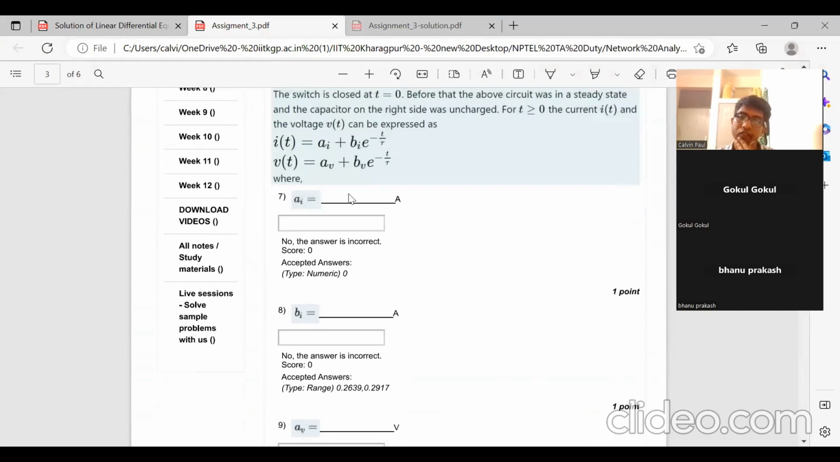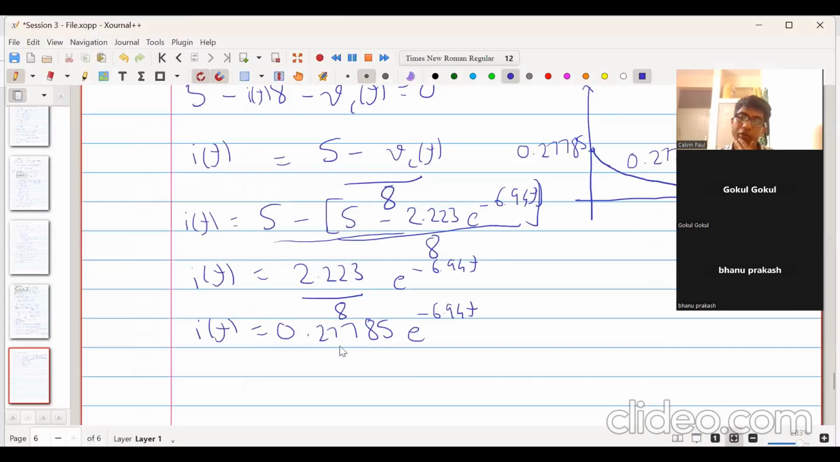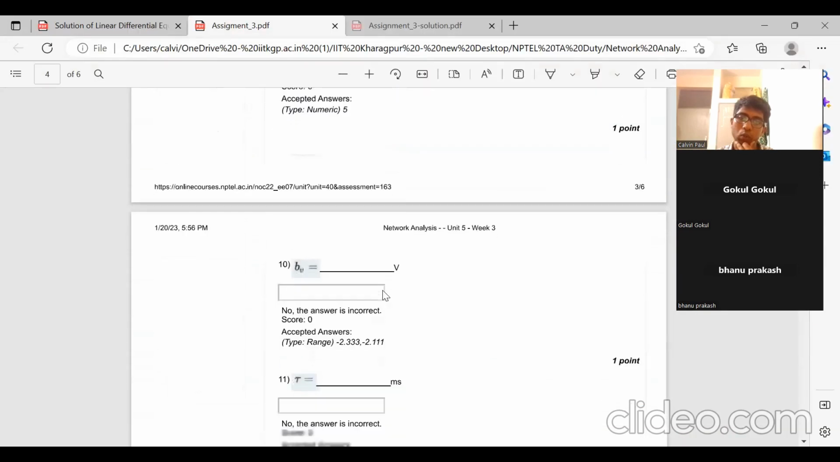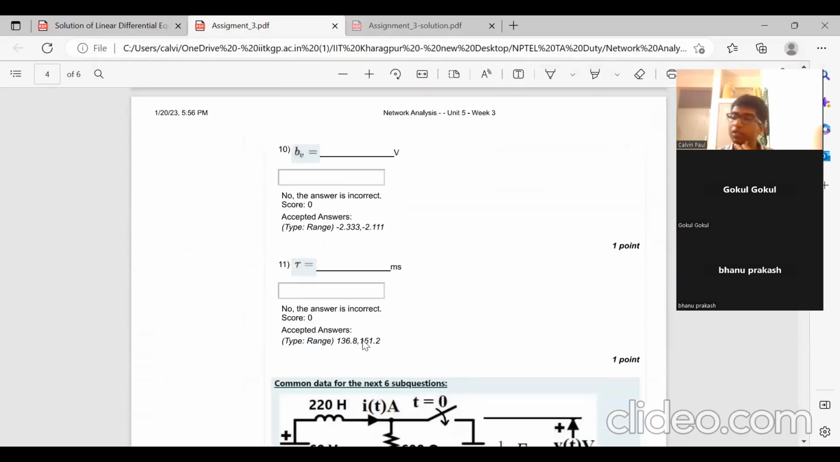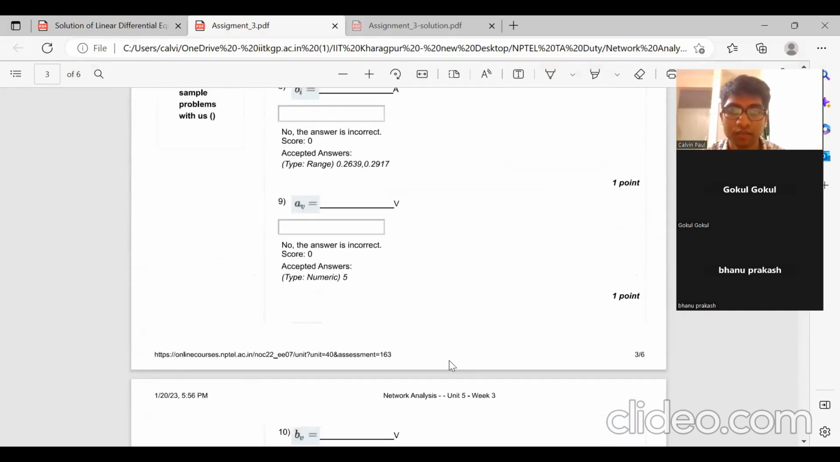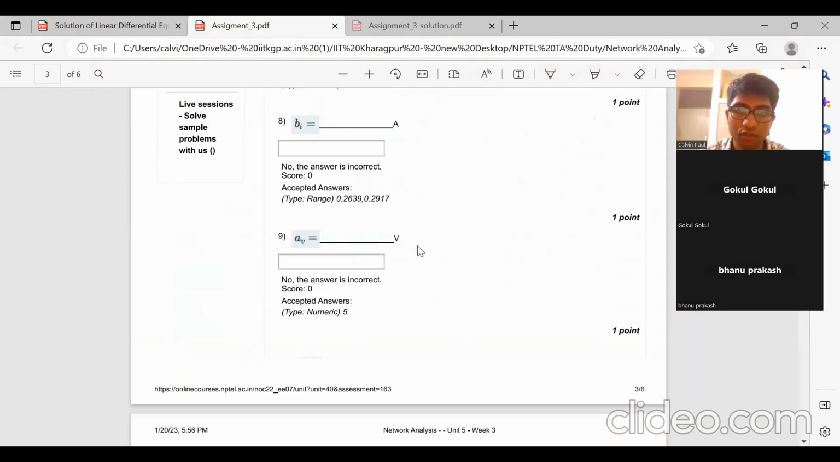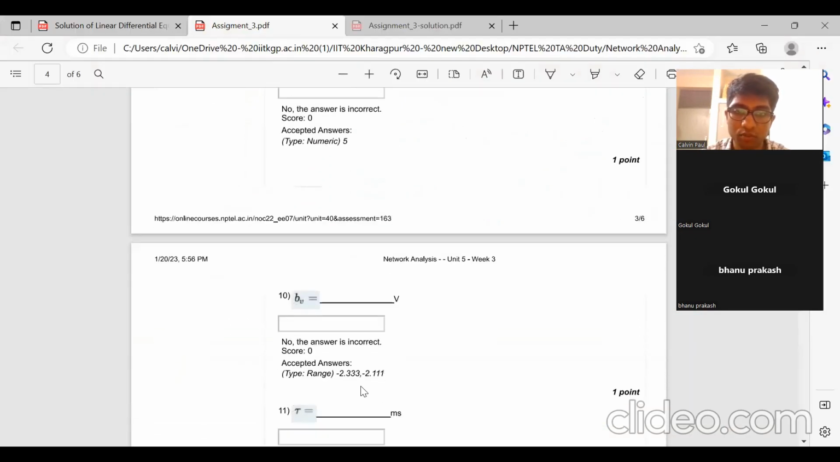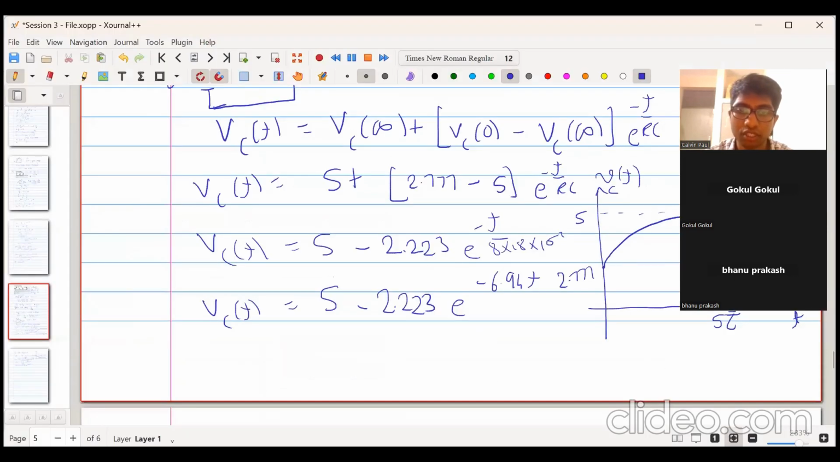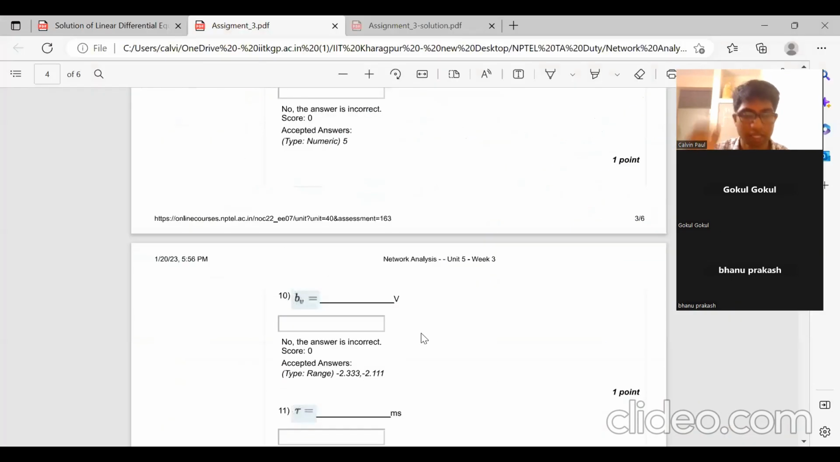So we got AI to be equal to 0, and we got BI to be 0.27785, and we got tau to be some 144 millisecond. So it satisfies this. Similarly, Vc of t is 5 minus 2.223, so AB we get to be 5, and BB we get to be minus 2.223. So it comes within this range, so our answer which we got is correct.